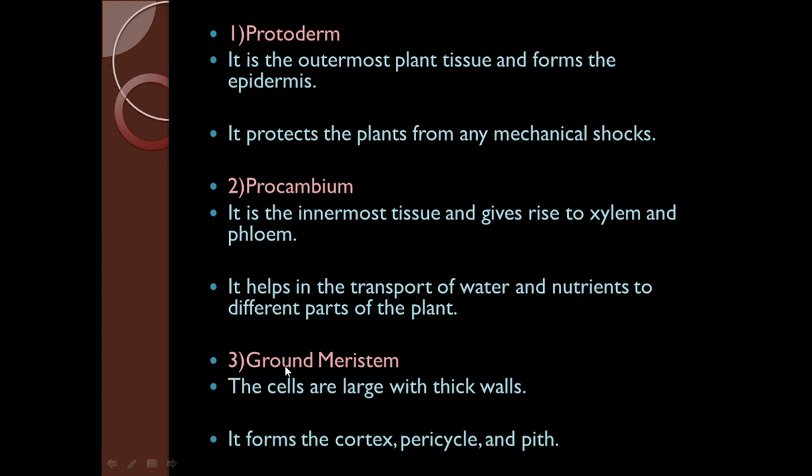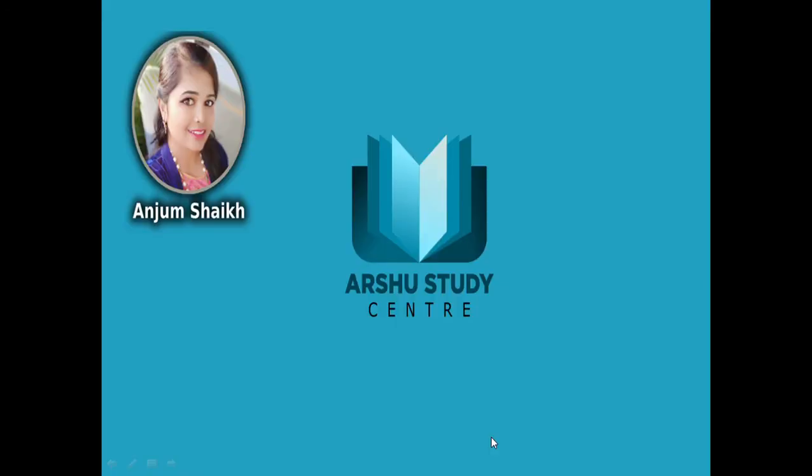The third type is ground meristem. The cells of ground meristem are large with thick walls. It forms the cortex, pericycle and pith. So this was all about the meristematic tissue. In the next video, we will be studying the permanent tissues in plants.